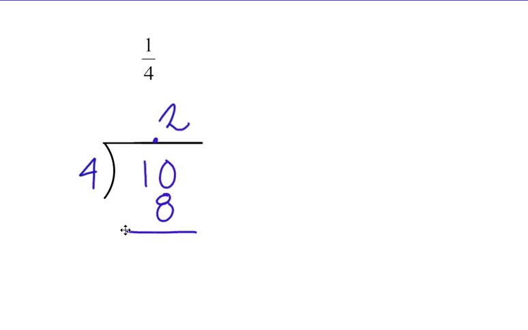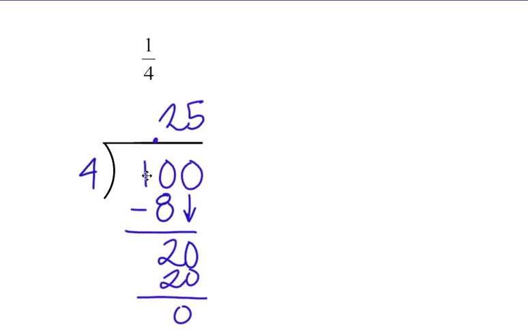Now, we don't add these two numbers. Long division rule says once you did the 4 times 2, which is positive 8, we subtract them. 10 minus 8 is 2. Now, 4 cannot go into 2, so we're going to add another 0. Bring it down. 4 goes into 20 5 times evenly. And so our answer then is 0.25.